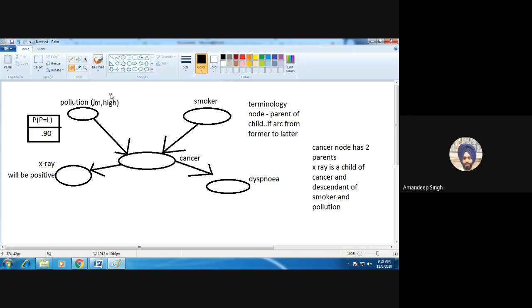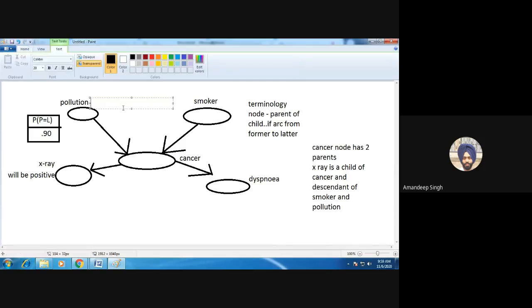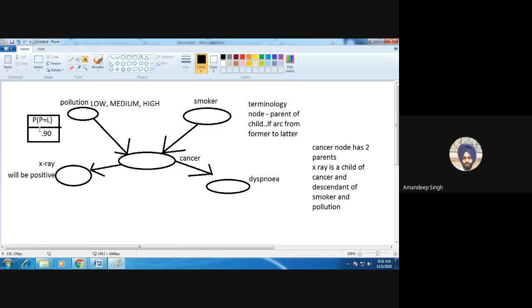Different categories are there for the pollution, so here it is low, medium, or high. The probability with pollution falling into the low category is estimated to have the value of 90%.